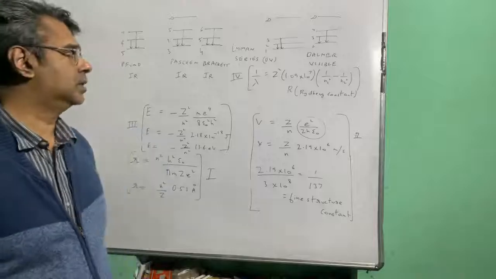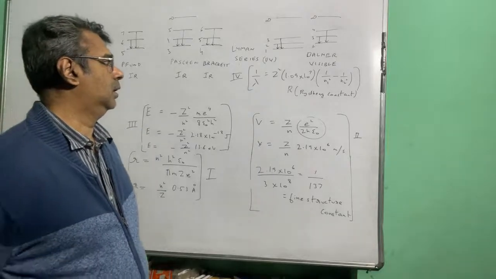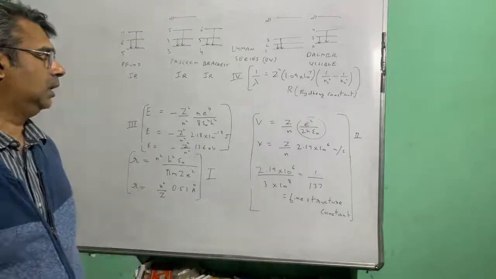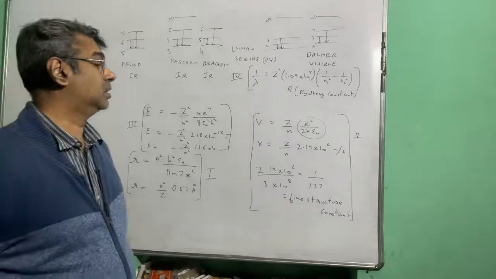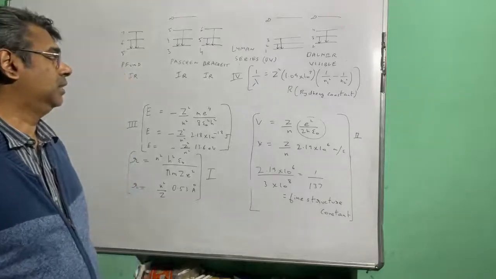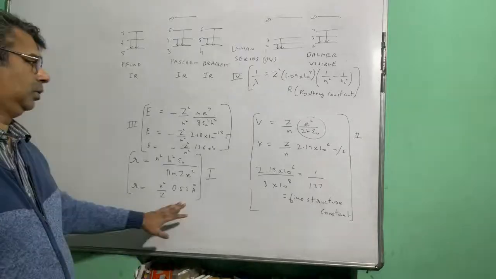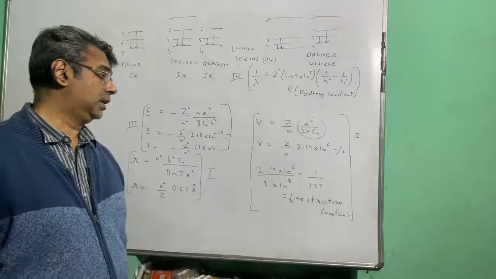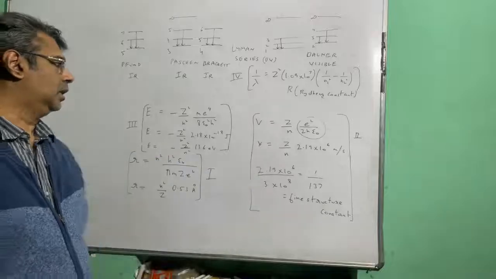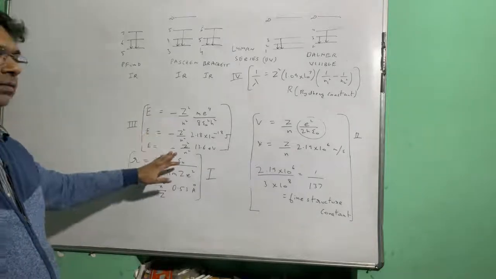So what all did we discuss in this Bohr's model? What all did we discuss? We have discussed this. What are the details of velocity of any stationary state? That is this. What are the details of the energy of the nth state?